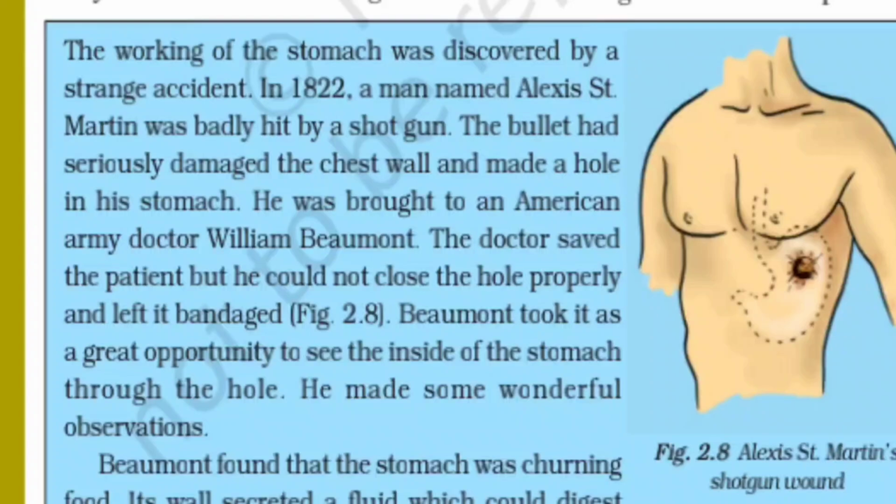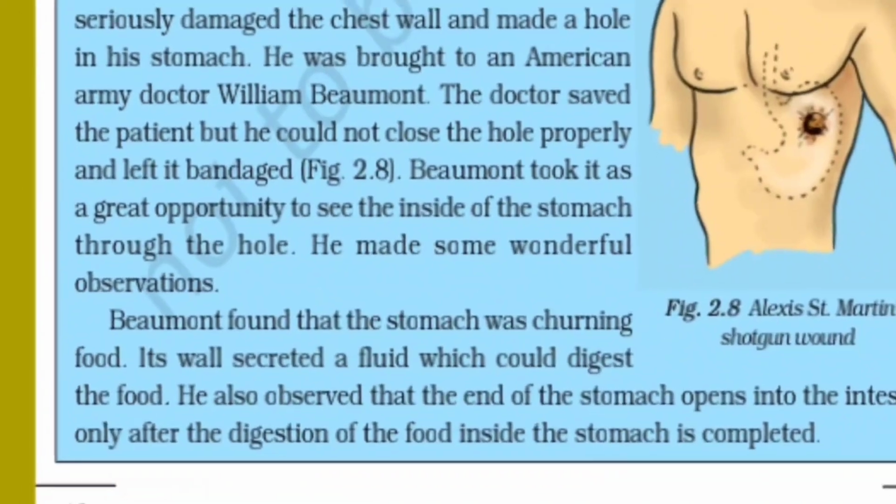Beaumont took it as a great opportunity to see the inside of the stomach through the hole. He made some wonderful observations. Beaumont found that the stomach was churning food. Its walls secreted a fluid which could digest the food. He also observed that the end of the stomach opened into the intestine only after the digestion of the food inside the stomach was completed.